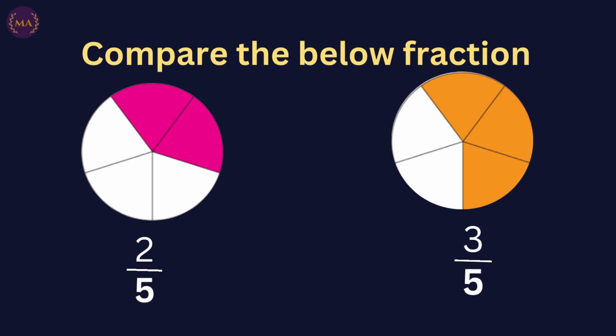So now, how will you compare these two fractions? If you just see the representation, don't see the numbers, that is 2 by 5 and 3 by 5. The pink one or the yellow one? Which one is more? Yes, the yellow one is more. So numerically, how will you compare? Let's understand that.